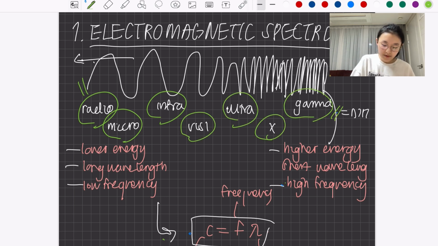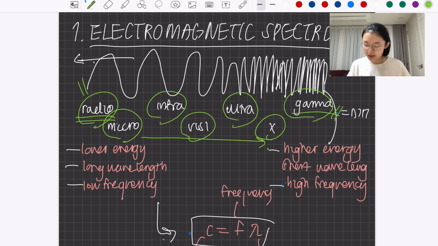And at the end of the spectrum where we have radio waves, we generally have lower energy values, longer wavelength, and lower frequency. But if we climb up the spectrum and go to gamma rays, waves are generally going to possess higher energy values, shorter wavelength, and higher frequency.